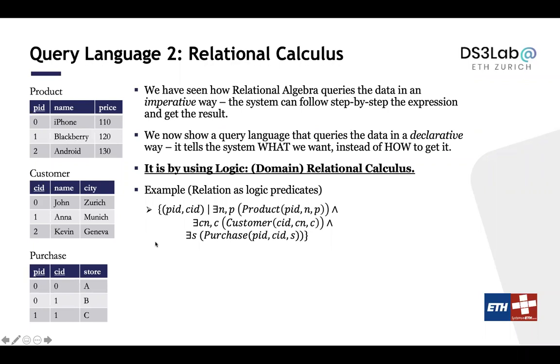For example, if you look at this query, essentially we are trying to say, okay, what is the result I want? My result will be a set of pairs. The first thing in the pair is called PID, and the second is CID. And I want everything returned to me in that set to satisfy the following condition. That is, there exist N and P such that (PID, N, P) is in Product, and there exist C and C' such that (CID, C, C') is in Customer, and so on and so forth.